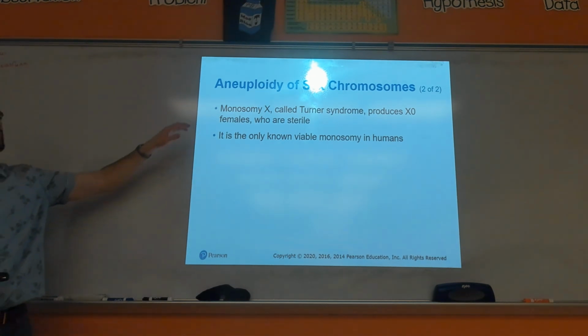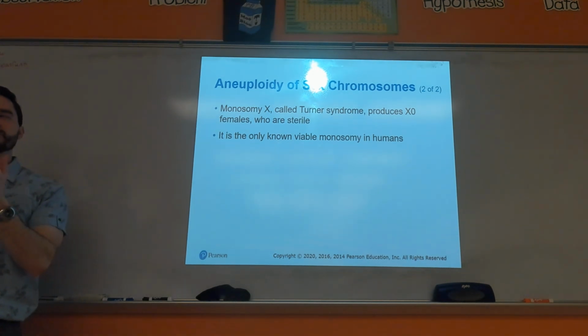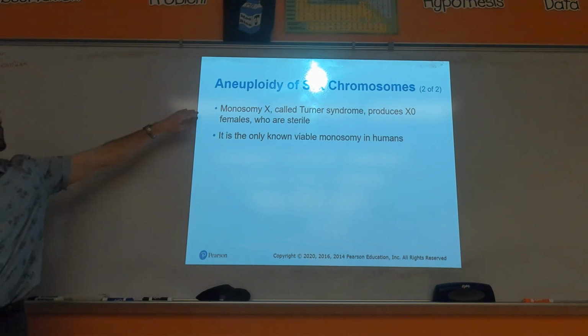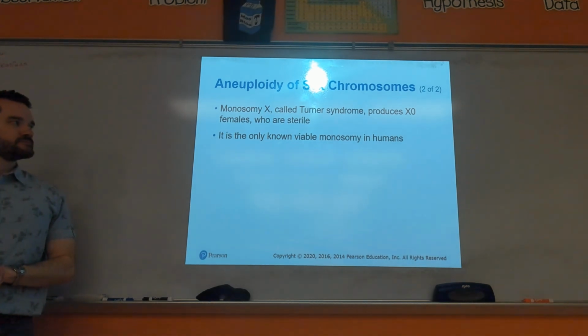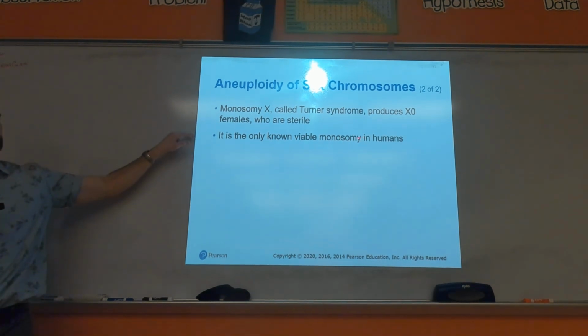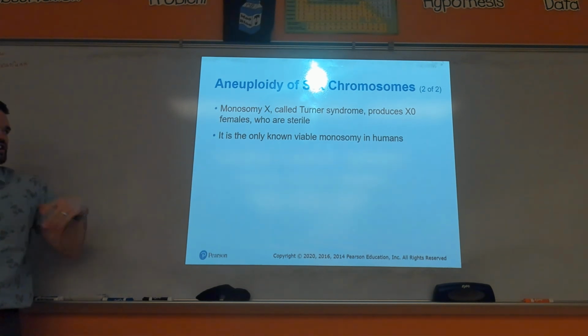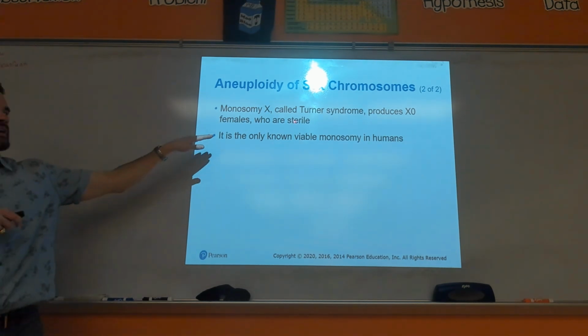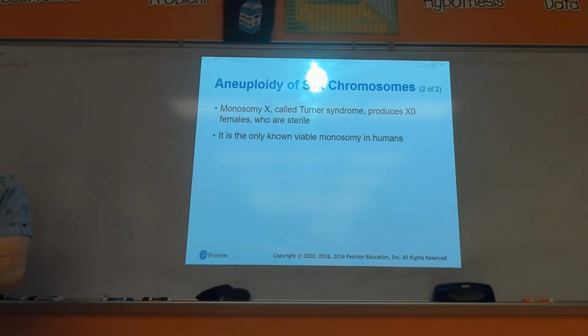It's not like with Down syndrome, where you can typically look at someone and kind of tell if they have it. Monosomy X isn't as obvious. This would be the only viable monosomy in humans. Meaning this is the only situation that we know of where you can have only 1 copy of one of your chromosome pairs and you're essentially a normal human, other than being sterile, where you can't have offspring.